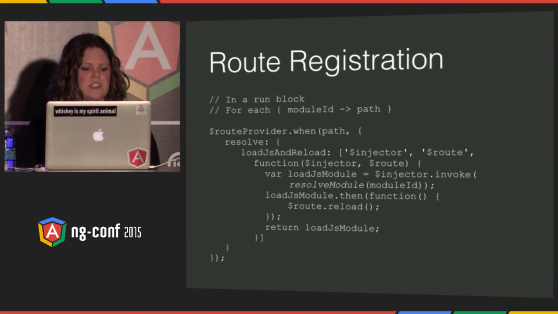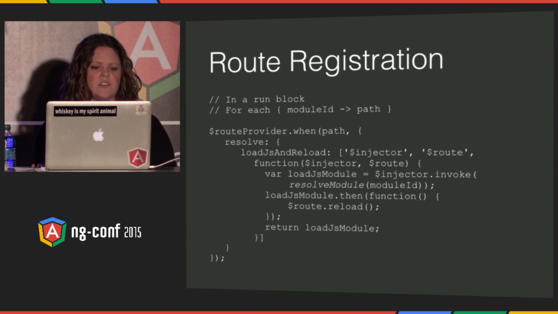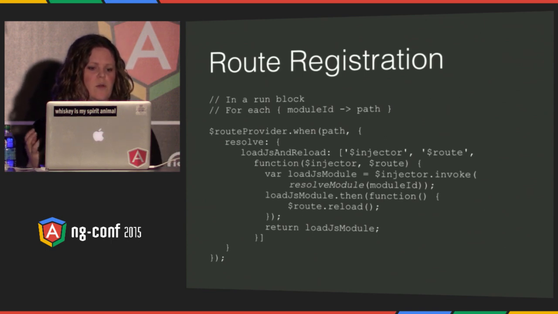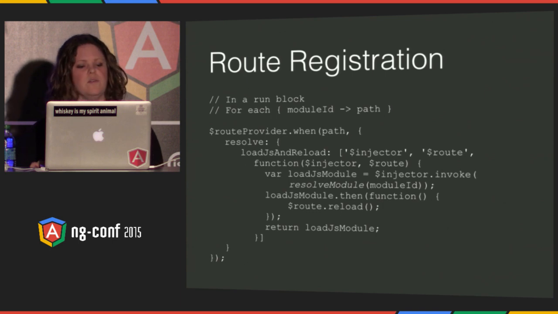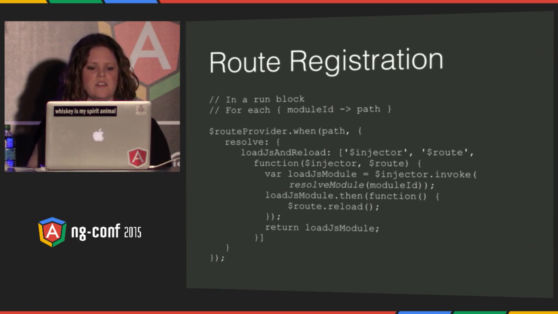We have two pieces of setup code in our core application that get all this wired together. So in a run block for each module ID to path mapping, we go through and register this load.js and reload method on the route provider. So what this does is it basically says, OK, we're going to load up the JavaScript code, and then once it's ready, we're going to call reload on it.